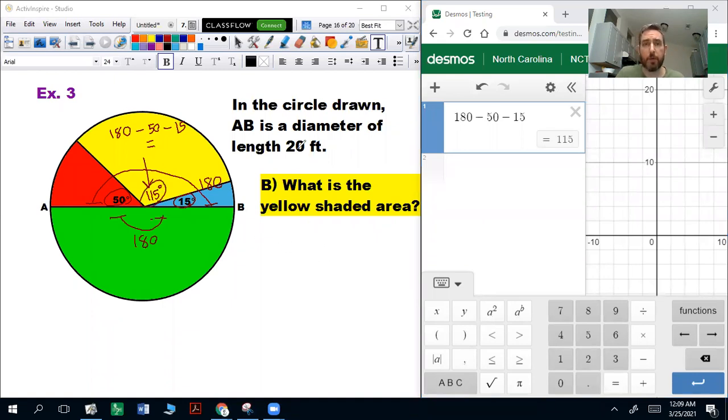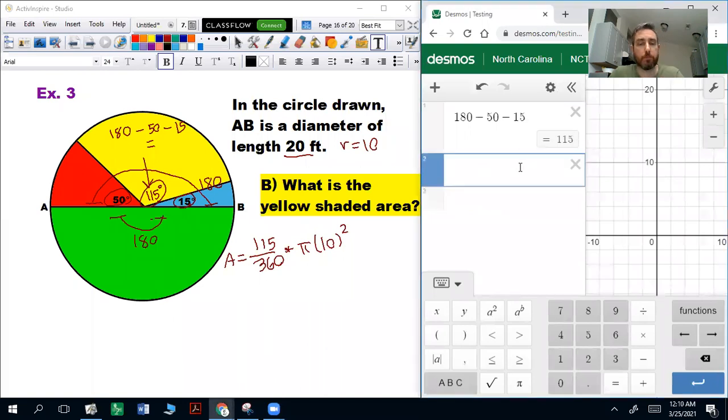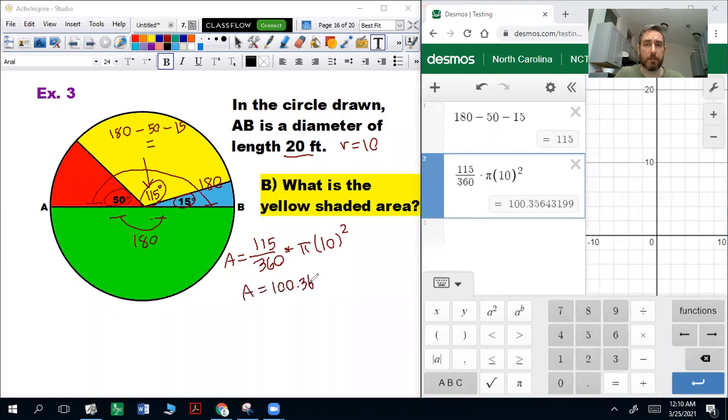So now that we know that, we still got that diameter of 20 feet, which means your radius is going to be 10. So we're going to do 115 out of 360. And then we're going to multiply it by pi times 10 squared. So see if you can get that answer. And I get about 100.36. So that area here is about 100.36 feet squared.